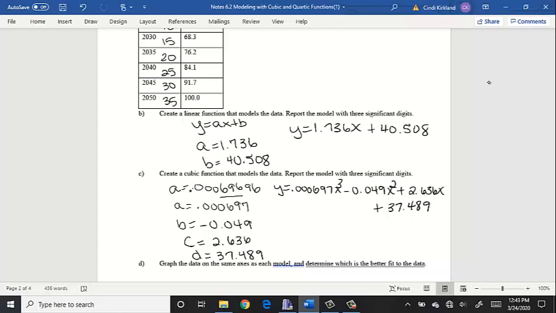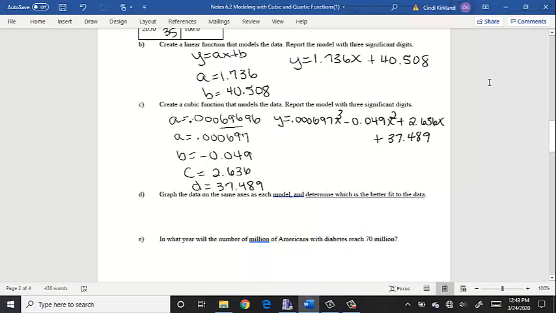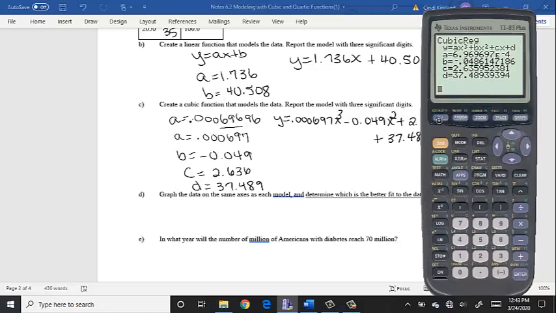It wants us to graph the data on the same axis as each model and determine which is the better fit. Is it going to be the linear function or the cubic function? So we go back to our calculator, and we're going to enter all of this into our calculator.